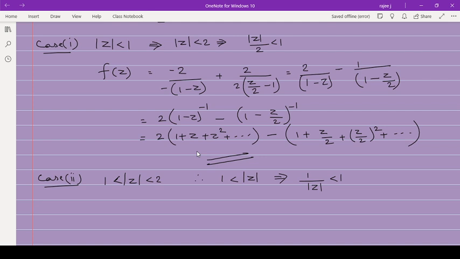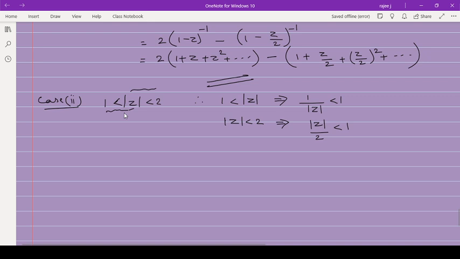Similarly, we took this part, now take this part. Mod z less than 2 means z by 2 will be less than 1. So in the second case, f of z is minus 2 by z minus 1 plus 2 by z minus 2. This is our f of z.